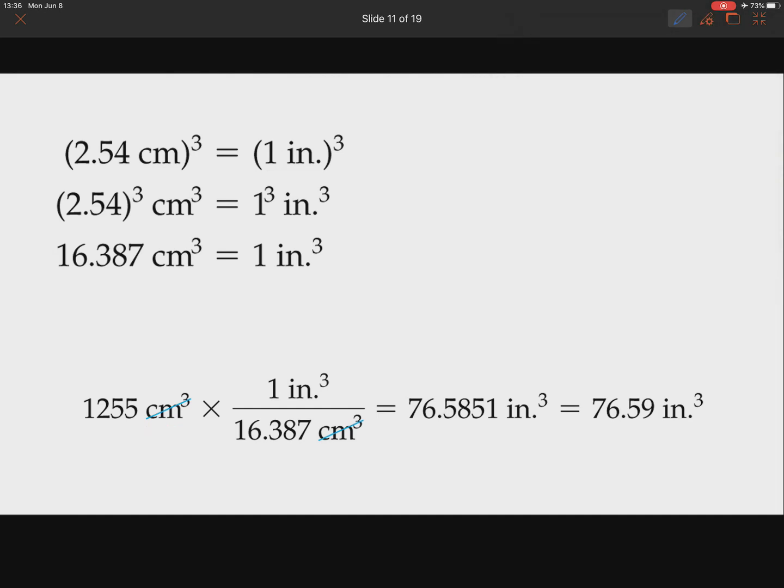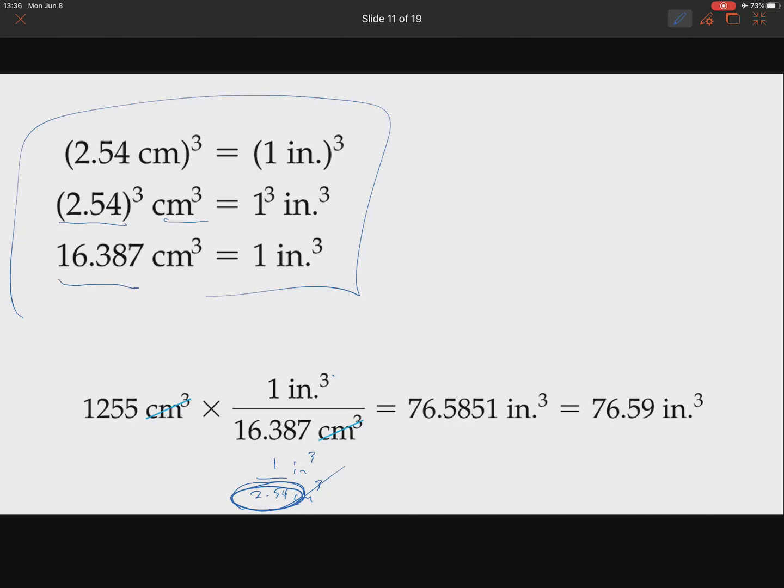Instead of saying 1 over 2.54 and then just cubing it, right? That's not right. The units look right, centimeters cubed looks right, inches cubed right, but this number didn't get cubed at all. So we have to cube that number also. Here you can see that process. We would just be cubing both sides of it, cubing not just the unit, but the number as well.